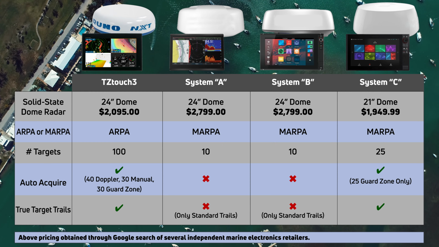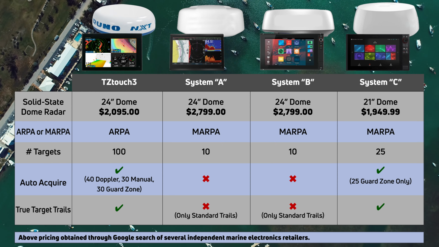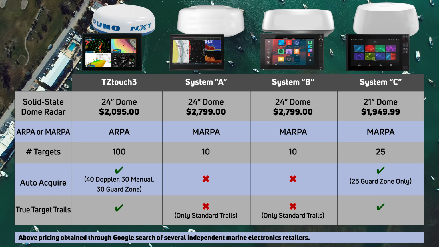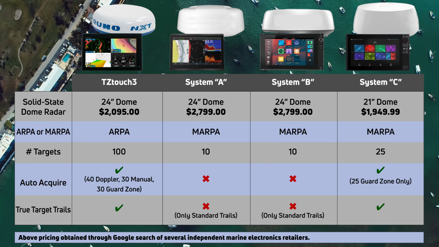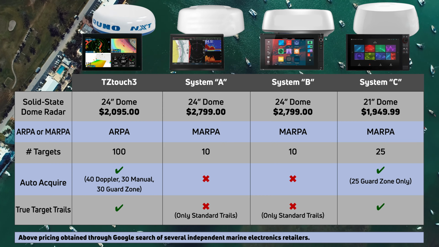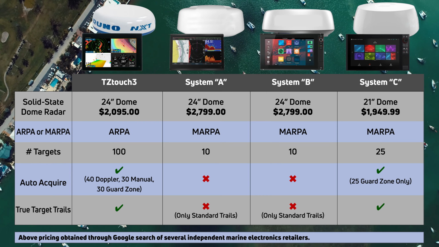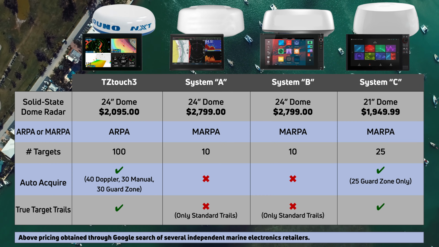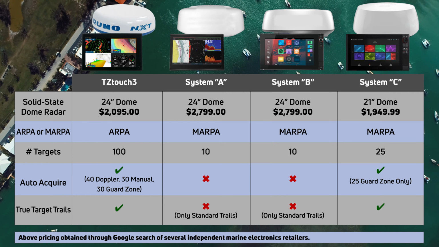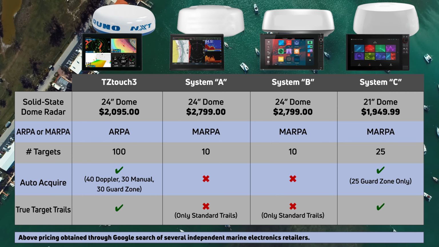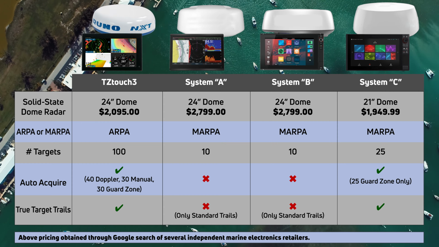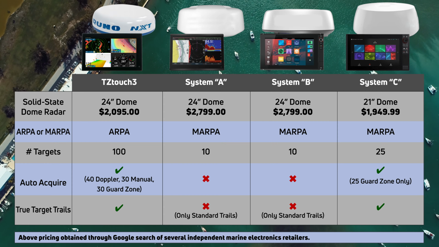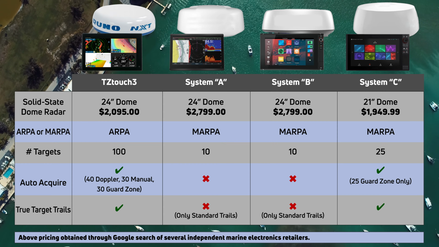TZT3 offers full ARPA, while the other systems offer MARPA, or mini ARPA. TZT3 can acquire 100 targets, while System A and B can acquire 10, and System C can acquire 25 targets. TZT3 and System C can auto-acquire targets, however System C requires you to be in a guard zone. TZT3 and System C offer true trails, while Systems A and B offer standard trails.